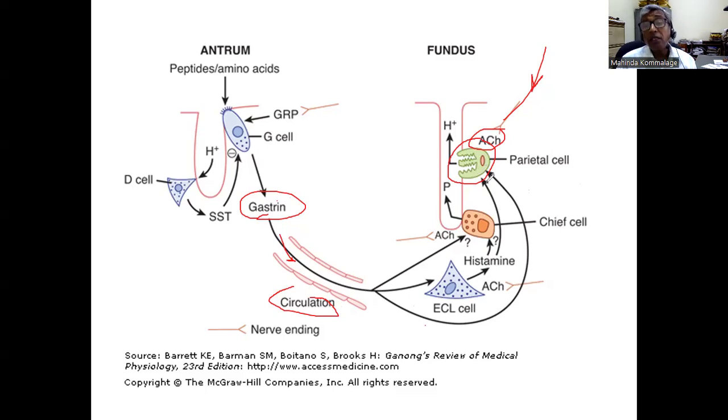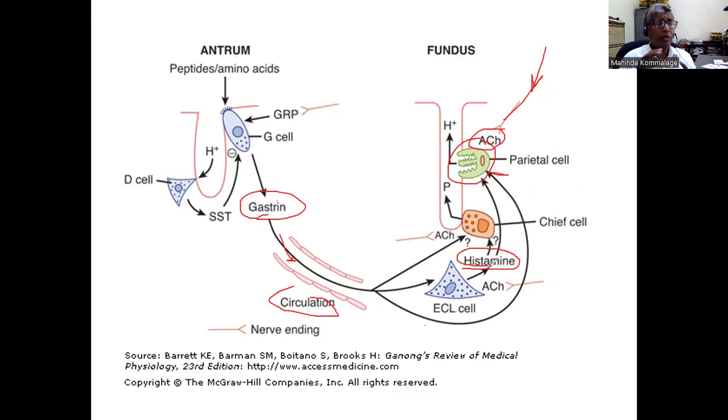Right? So this is the CCK receptor, this one. This is acetylcholine acting on the M receptor. Then this is the H receptor. Histamine will act on the H receptor, histamine.